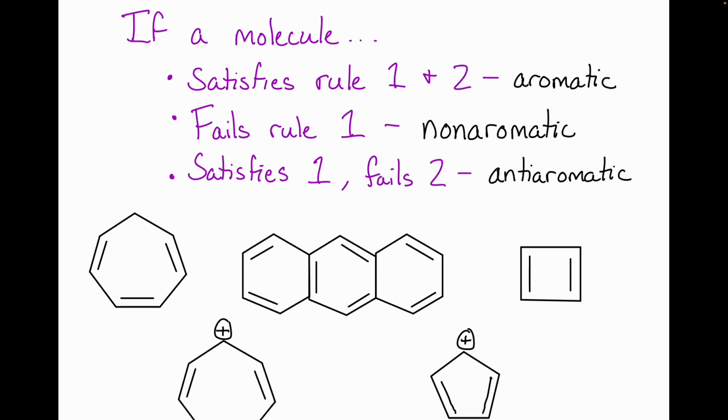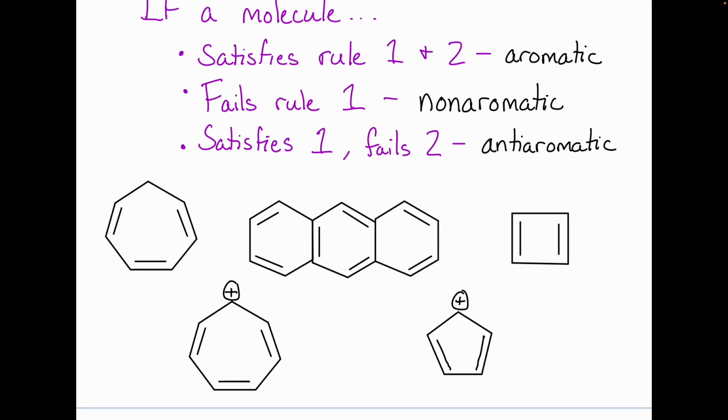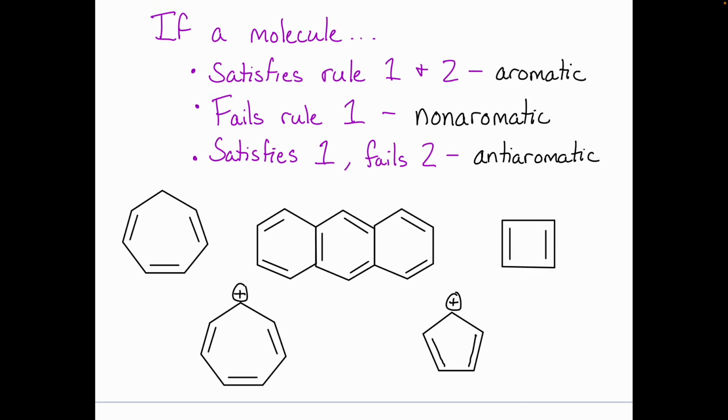All right, so we got 5 examples down here. Everybody take a second and go through and classify these as being either aromatic, non-aromatic, or anti-aromatic by applying those 2 rules that we discussed above.